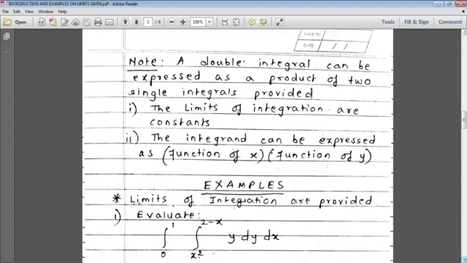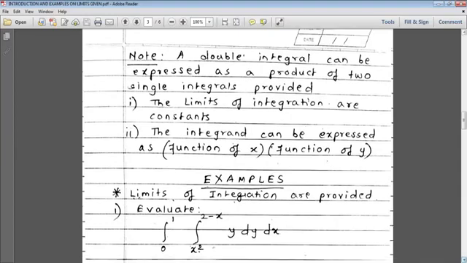Now we come to the first type of examples on the double integrals. The first type of examples are on the direct evaluation because the limits of integration are given. So take up the first example. Evaluate the double integral 0 to 1, x square to 2 minus x, y dy dx.